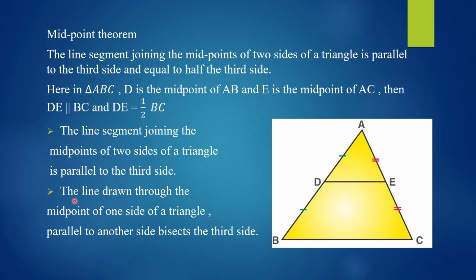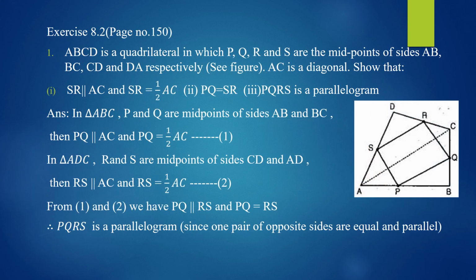We can also say that the line drawn through the midpoint of one side of a triangle, which is parallel to another side, will bisect the third side. Based on the midpoint theorem, let us start exercise 8.2 on page number 150.